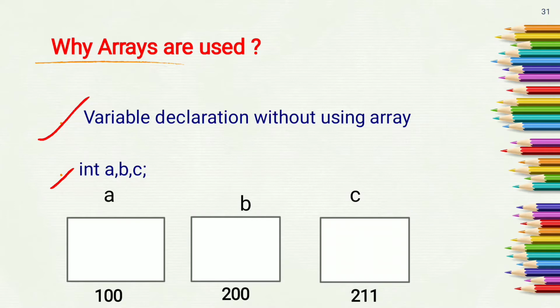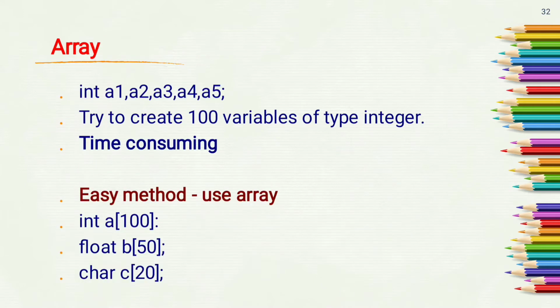Suppose the start address of variable A is 100, B is 200 and C is 211. The memory allocated to these variables is non-contiguous. Wherever the compiler gets 2 bytes of memory, it will allocate that memory to these variables. You can store or access integer type values in these variables. Now I want to create 5 variables of type integer. Then I have to write int a1, a2, a3, a4, a5. I can also write it like a, b, c, d, e.